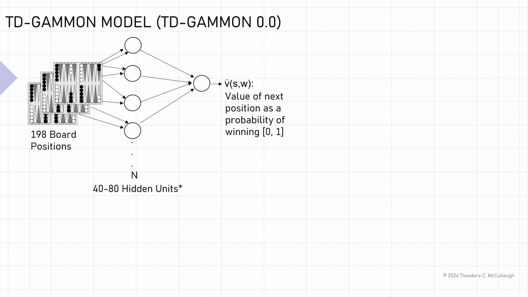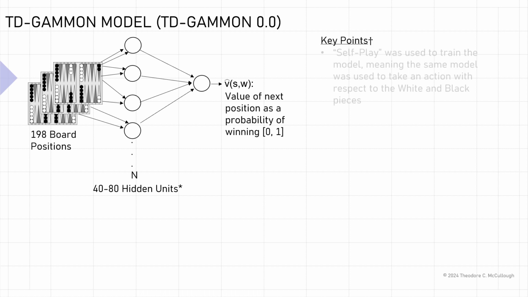Now we're ready to talk about the TD-Gammon model, and in particular TD-Gammon 0.0. The TD-Gammon model is a neural network with between 40 and 80 hidden units, into which were passed 198 board positions. From this, a probability of a winning position was calculated using a value function that took both the state and the weights. And in doing so, would calculate the probability of winning for the next board position.